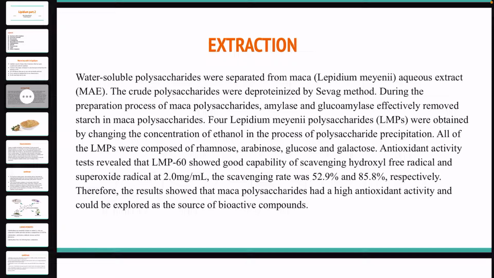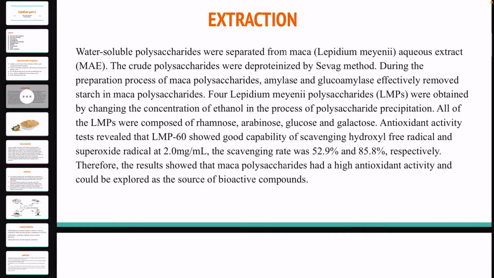Antioxidant activity tests revealed that LMP60 shows good capability of scavenging hydroxyl free radical and superoxide radical at 2 mg per milliliter. The scavenging rate was 52.9% and 85% respectively. Therefore, the results showed that the Maca polysaccharides had high antioxidant activity and could be explored as a source of bioactive compounds. So this was the extraction method that I've already told you.